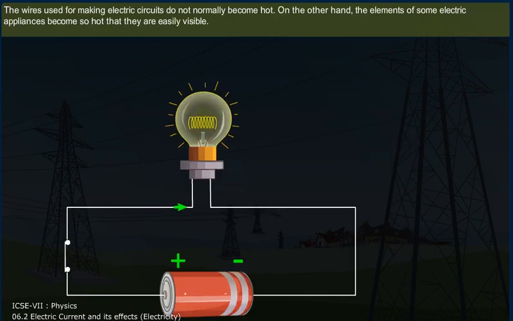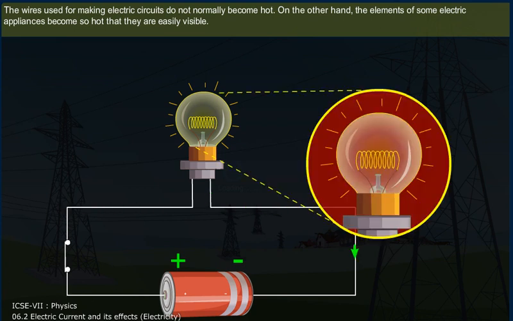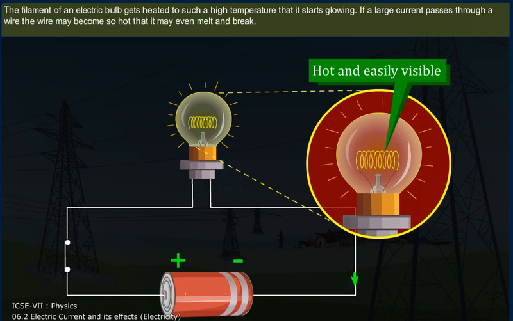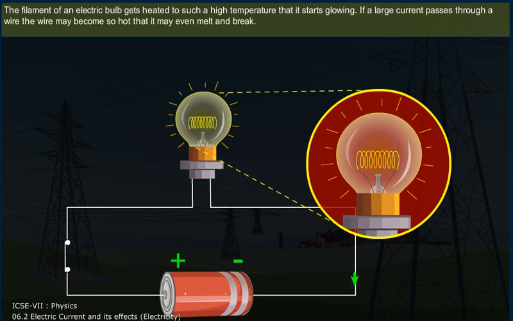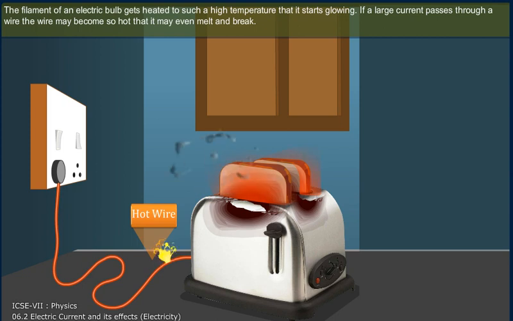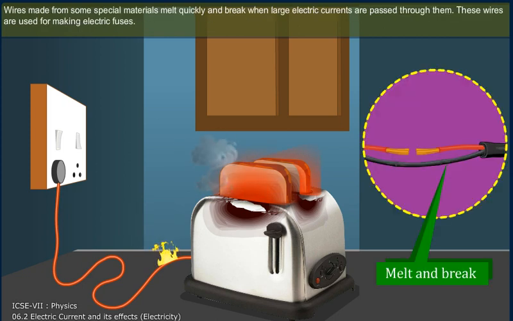The wires used for making electric circuits do not normally become hot. On the other hand, the elements of some electric appliances become so hot that they are easily visible. The filament of an electric bulb gets heated to such a high temperature that it starts glowing. If a large current passes through a wire, the wire may become so hot that it may even melt and break. Wires made from some special materials melt quickly and break when large electric currents are passed through them.